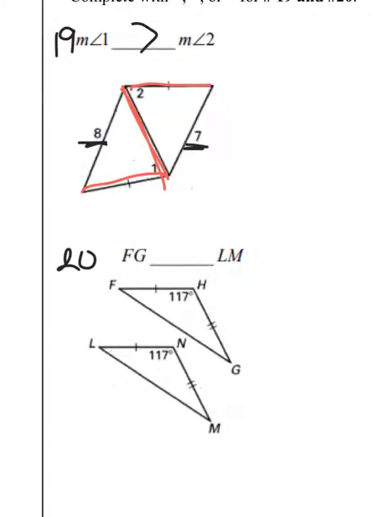And then on number 20, FG and LM, they're both across from an angle that's 117. The two sides that make the angle are all congruent. What does that mean? Equal. Equal to each other. Any questions on the back side?